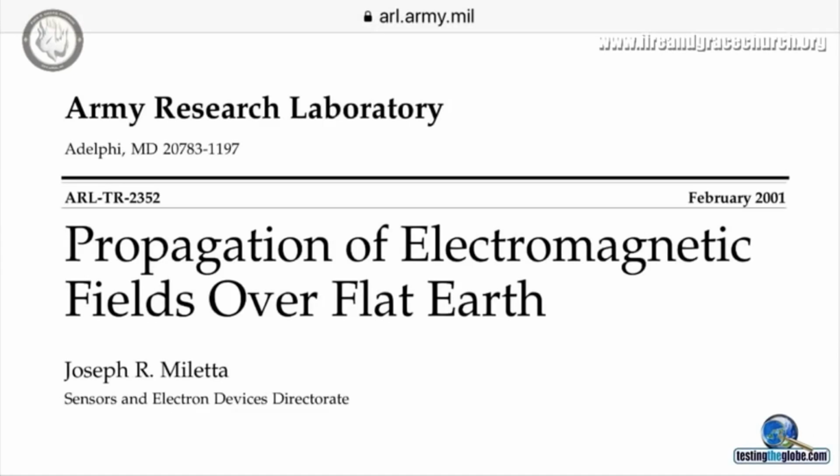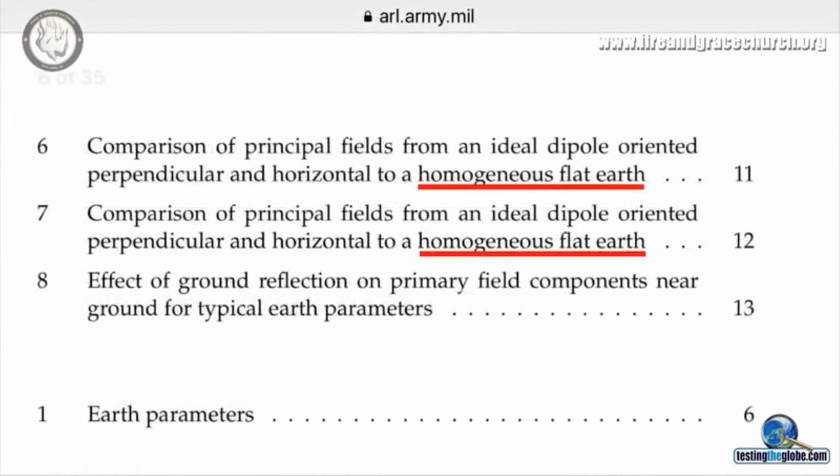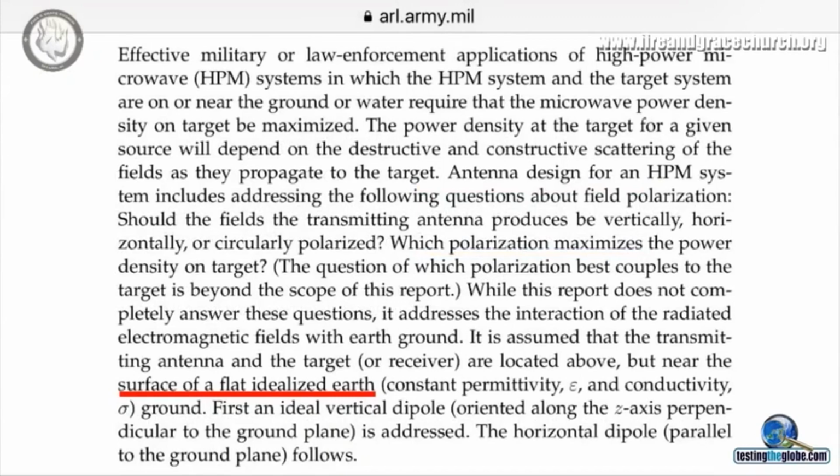Army Manual, February 2001. You can say, oh, Pastor Dean, the 1950s stuff and the 1960s stuff, oh, they just didn't know. They've learned stuff since, right? Nope. They tell you right here. And you go into the manual, here's the table of contents. It says comparison of principal fields from an ideal dipole oriented perpendicular to a horizontal and homogeneous flat Earth. They tell you right here, it's assumed that the transmitting antenna and target or receiver are located above but near the surface of a flat idealized Earth.